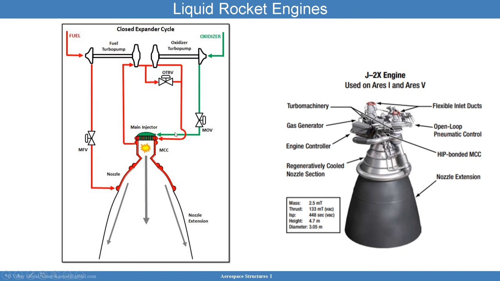And then here you have the fuel and the auxiliaries coming together into the main chamber, which then combust and creates the thrust required with this nozzle extension. And the nozzle extension needs to be designed for high temperature applications.